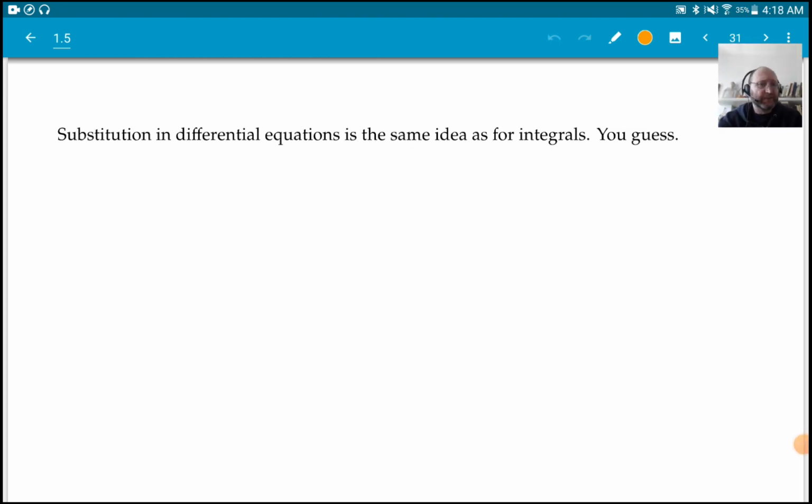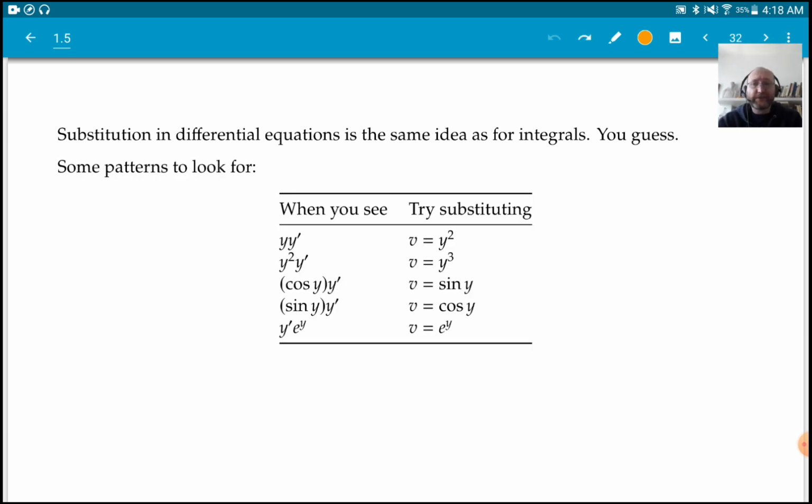Substitution is really the same idea as the way you do it over integrals. You guess. You try different things until something works. It's more of an ad hoc kind of procedure. Sometimes there are certain patterns that you can look for, something that tells you what to try to substitute. Usually you try to find the most complicated part and try to substitute there. There are rules of thumb, but they don't always work, especially if there are more things that are complicated about the equation.